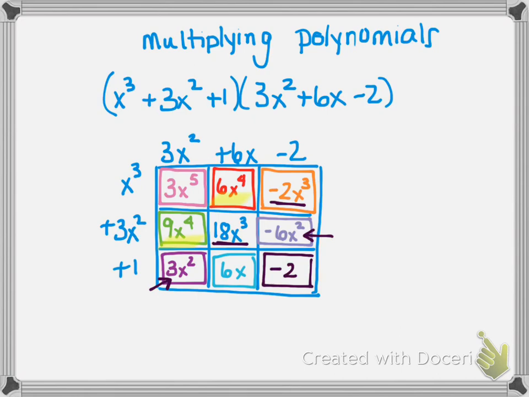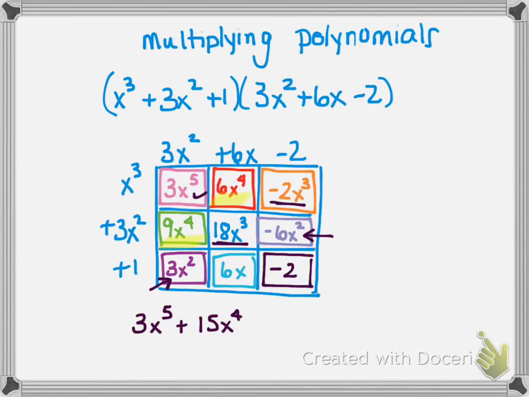So when I am writing my final answer, I'm going to write this in descending order. I look through all of my powers, and x to the 5th is the highest power. So my final answer would start out with 3x to the 5th. Check it off, I'm done with it. I combine my x to the 4ths. There's a 6x to the 4th and a 9x to the 4th. Add those like terms together. This would end up being 15x to the 4th.